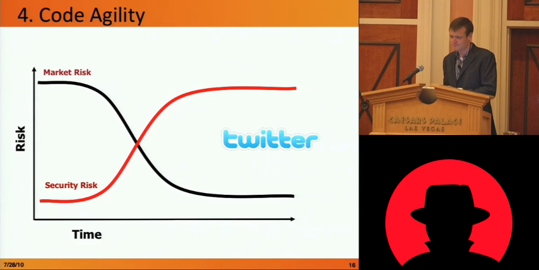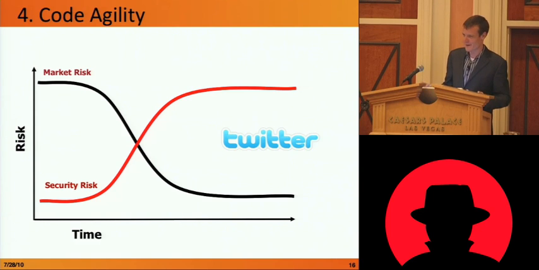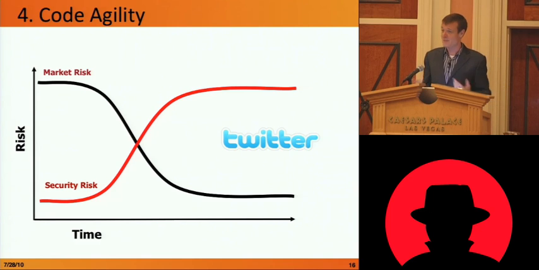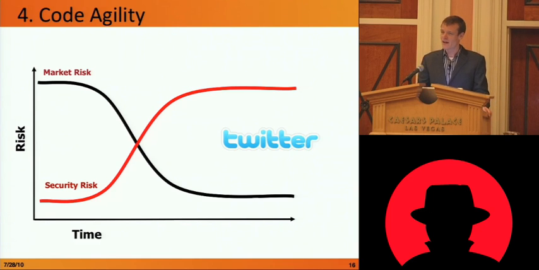should have handled that. But when their market risk was high and their security risk was low, it probably didn't make a lot of sense to over-invest in that admin interface. They needed to get something out fast and get people interested in it. At some point, those things crossed, right? Security risk grew, market risk decreased, and they became a target. And we saw the result of that with people breaking into this admin interface.